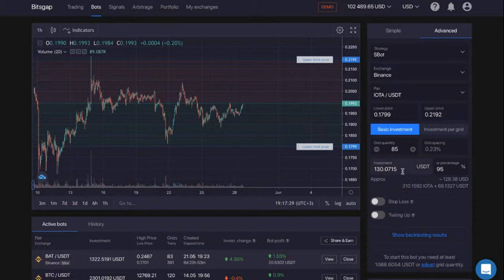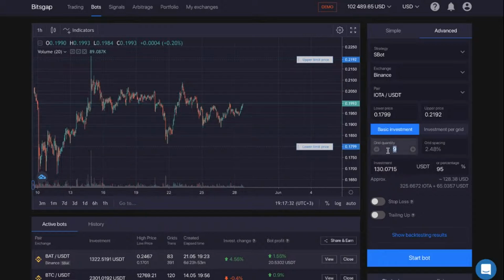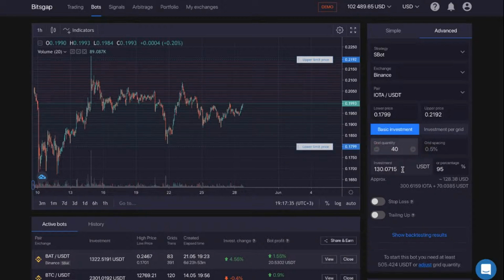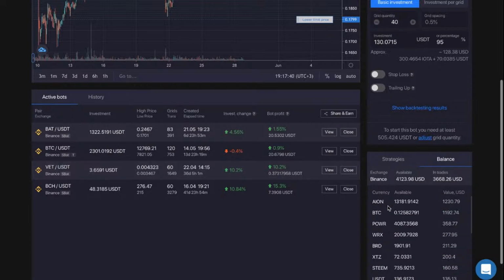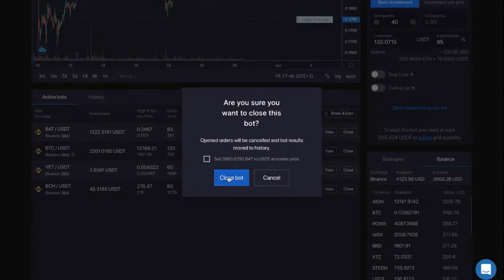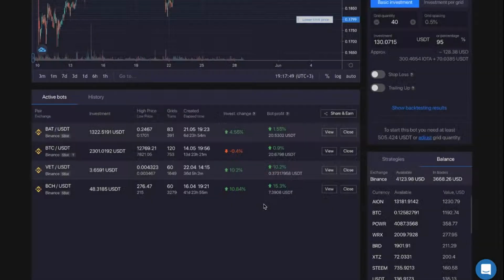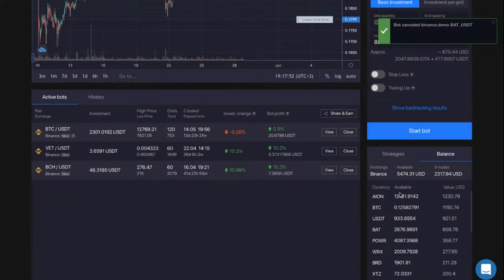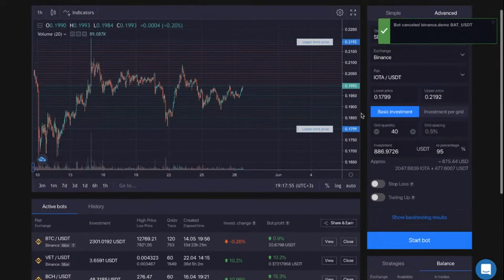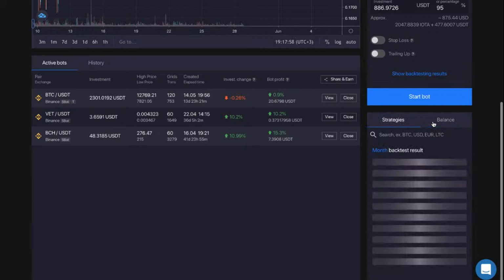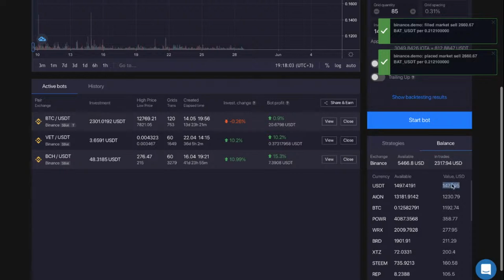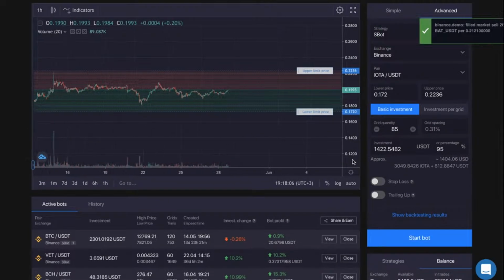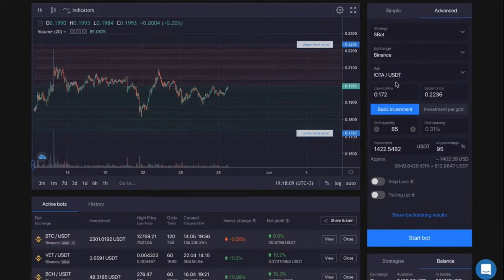And it tells me that, actually let's use 40 grid levels. It tells me that I don't have enough USDT. So if you see something like that, I will close my BAT USDT just to take enough of the USDT to initiate the next bot, just for the sake of the example. So now you see that I have USDT, which I can use to open my IOTA USDT.